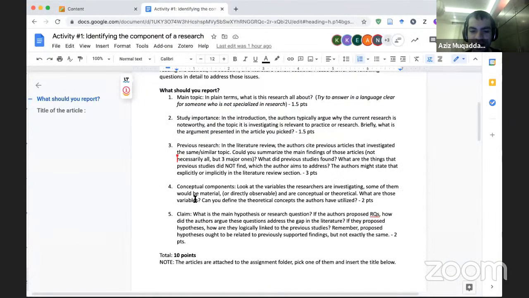And then number 5, what's the main hypotheses or research question? So you will find sometimes that has to be stated explicitly in the literature review. Sometimes you would see a subheading H1 standing for hypothesis 1, and then they will state what the hypothesis is. You just copy that if it's the case.